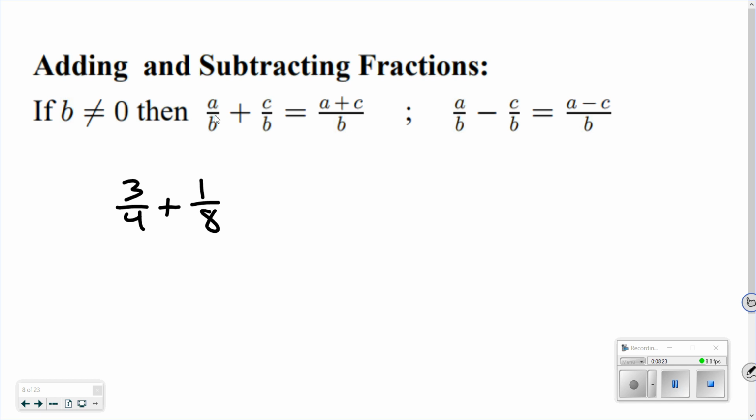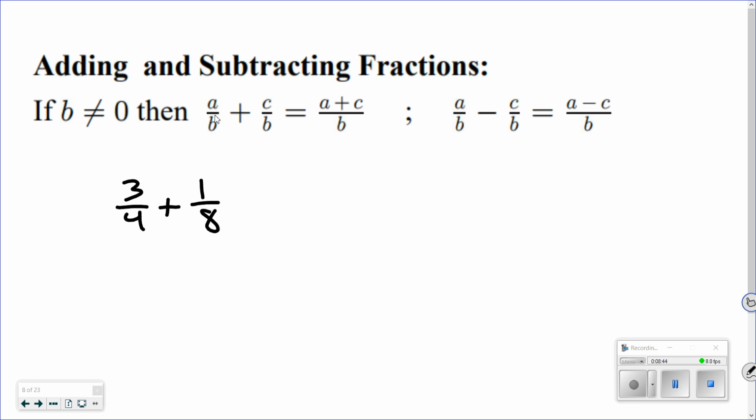So what I'll do a lot is just start with the bigger number, 8. What are the multiples of 8? You got 8, 16, 24. Well, what's the smallest one of those multiples that 4 also goes into? Well, 4 goes into 8 twice. So 8 goes into 8 and 4 goes into 8.